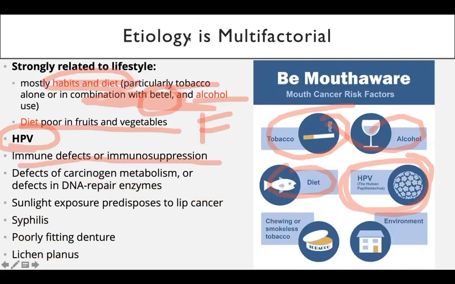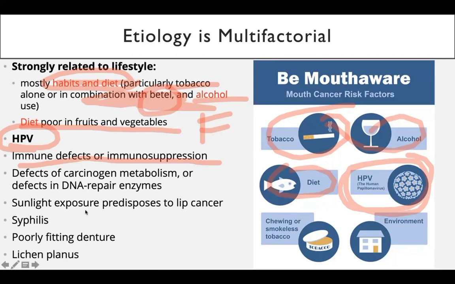Final year, come on. Defects of carcinogen metabolism or defects in DNA repair enzyme. Of course, we will talk about the cell cycle. There can be a problem in the cell cycle and then the DNA repair mechanism, the S phase, synthesis phase. And then any metabolism, any reaction in our body which leads to the formation of some carcinogens, can cause oral cavity cancer.